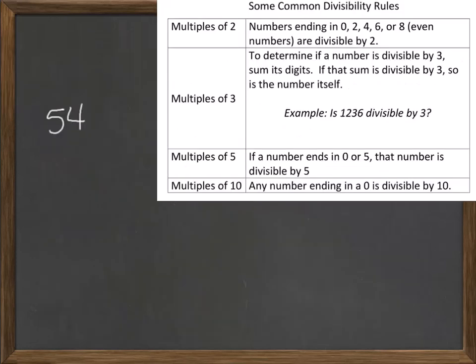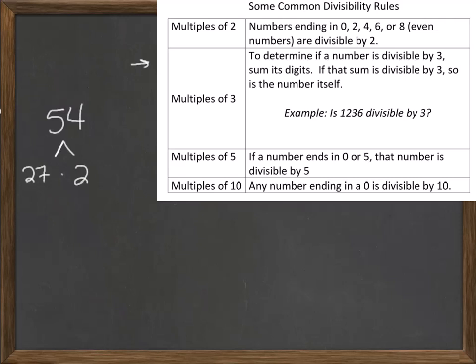So let's use this process of prime factorization to find the prime factorization of 54. Let's first look at multiples of 2. This ends in a 4, so we know that it's going to be divisible by 2. If you type that in your calculator, 54 divided by 2 is 27. Now 27 is an odd number, so it's definitely not divisible by 2. So let's move down to multiples of 3. Is 27 divisible by 3?